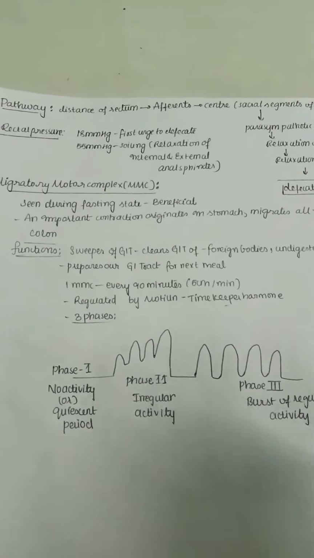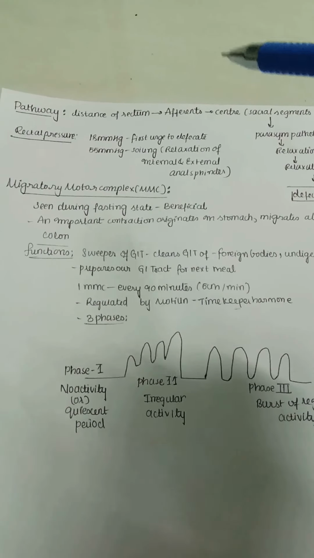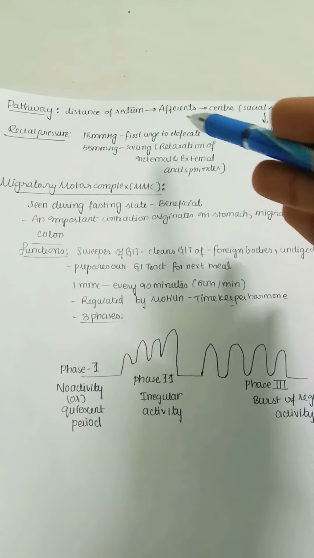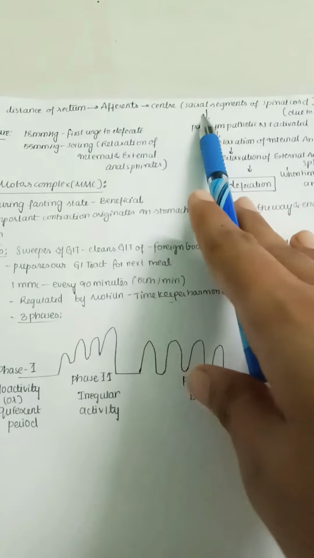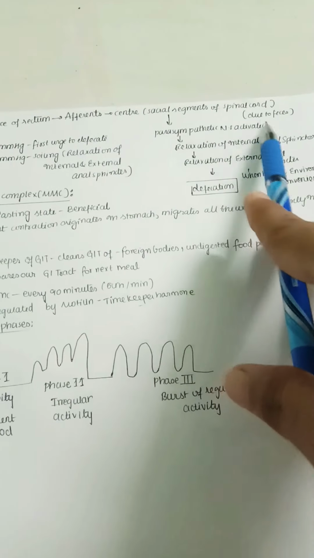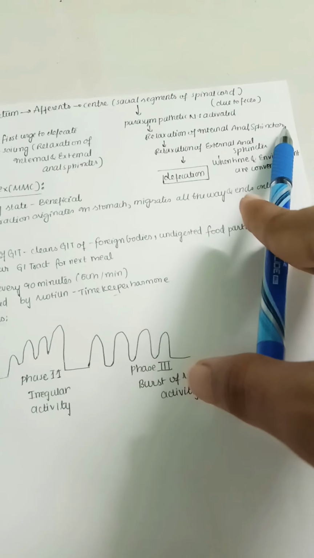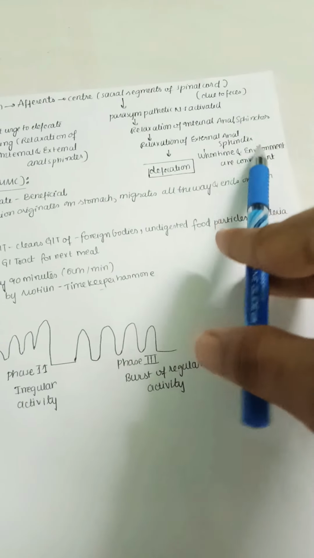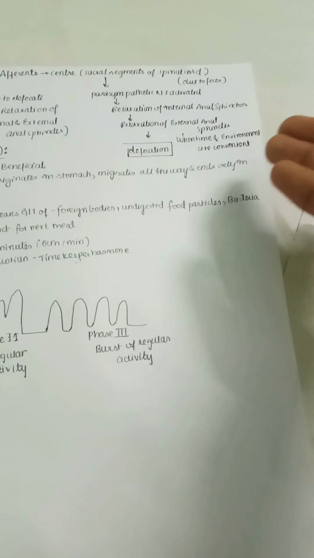Now let us see the pathway of the defecation reflex. First from the rectum the afferents come to the center, that is the sacral segment of the spinal cord. Now it activates the parasympathetic nervous system. Because of this there is relaxation of the internal anal sphincter and also of the external anal sphincter, but at our convenient time or environment. Whenever it's convenient, we will relax the external anal sphincter, finally leading to defecation.